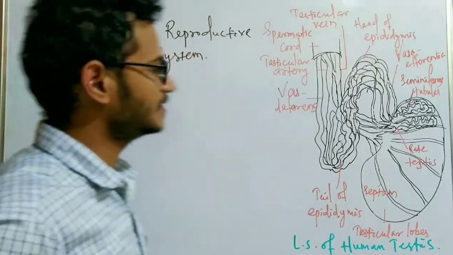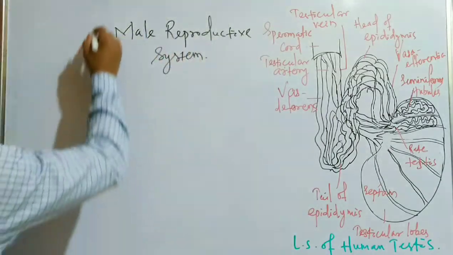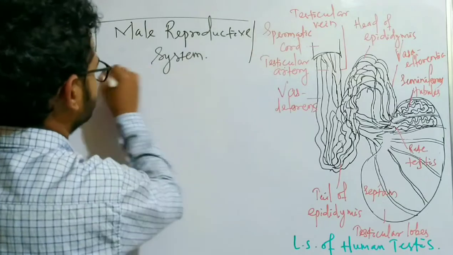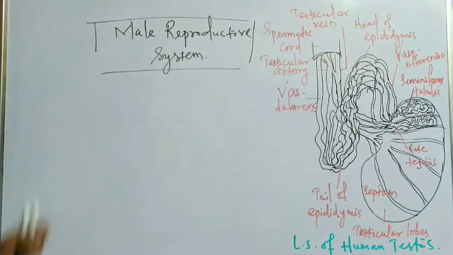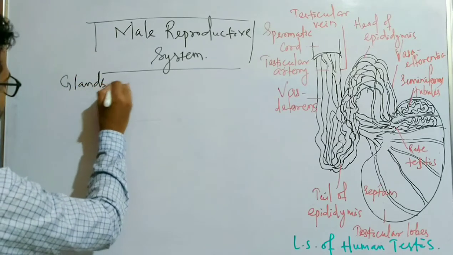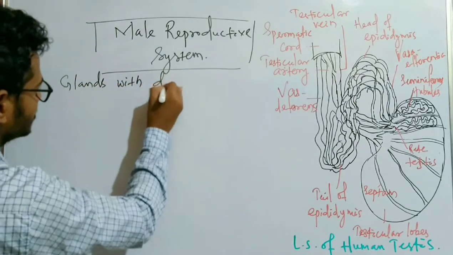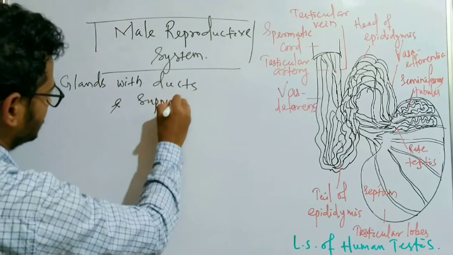So we know that this is a very important topic from the exam point of view, the male reproductive system. It consists of different parts like the glands with their ducts and supporting structures.